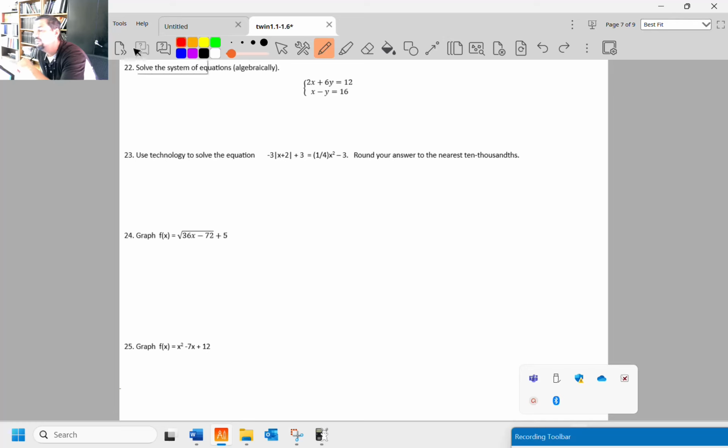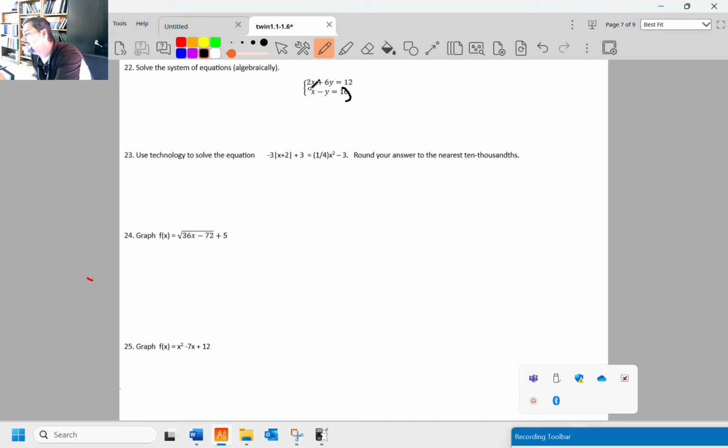Sweet. Moving forward. 22. Solve the system of equations algebraically. You can use substitution. You can use elimination. You can use the transitive property. But you can't graph. It's about algebra. Now I'm going to do the elimination method.